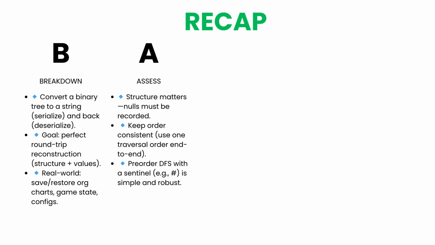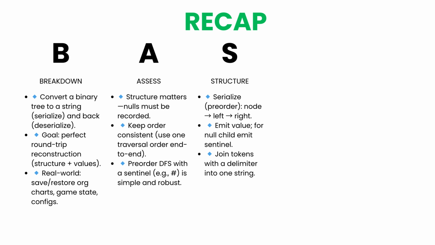We called out the common traps: forgetting nulls, mixing traversal orders, or losing child positions. A consistent traversal, like preorder, plus a sentinel for nulls prevents ambiguity and guarantees a perfect round trip. Our plan: during serialization, perform a preorder walk and append either the node's value or a sentinel, for example hash, to the output sequence. During deserialization, read the sequence in the same order, creating nodes for values and returning null at sentinels, recursing left, then right.